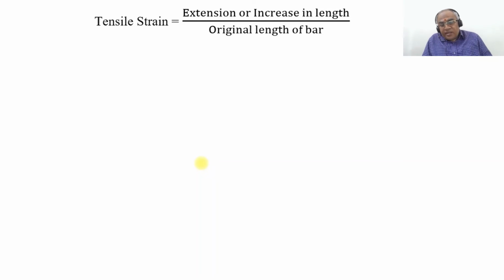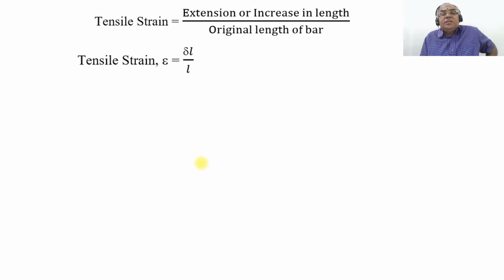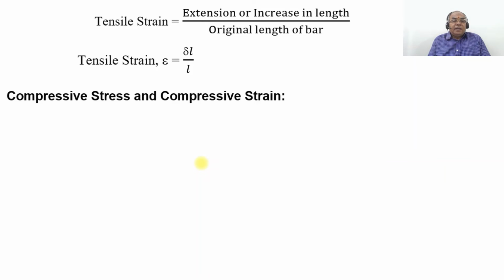So what is the tensile strain? Extension or increase in length divided by the original length of the member. The tensile strain epsilon will be equal to delta L by L.